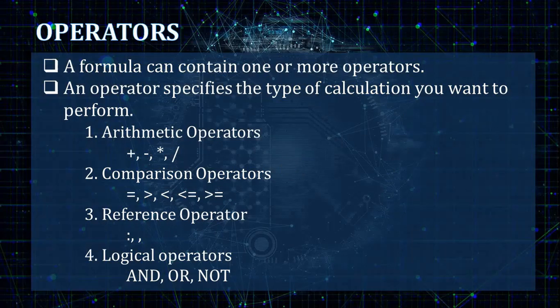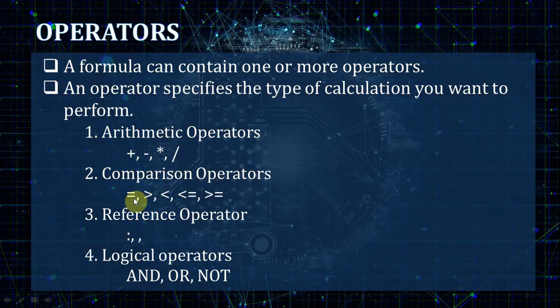Operators. An operator specifies a type of calculation you want to perform, and a formula can contain one or more operators. Four types of operators are there: arithmetic operators, comparison operators, reference operators, and logical operators. The arithmetic operators are used for performing simple mathematical calculations: addition, subtraction, multiplication and division.